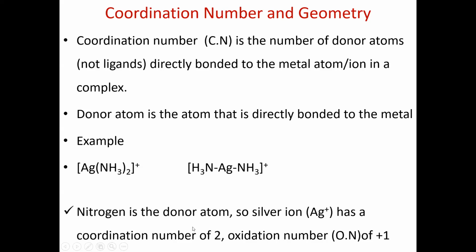So the silver ion has a coordination number of 2. Of course, for this, the coordination number is 2. So your silver ion has a coordination number of 2 and an oxidation state of +1. The oxidation state of this complex is +1, while the coordination number is 2, because you have 2 donor atoms, 2 nitrogen bonded to your silver.